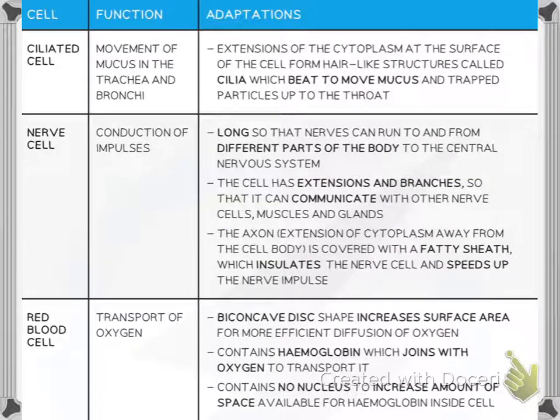So these are examples of specialized cells in animals. The first one is a ciliated cell. Its function is the movement of the mucus in the trachea and bronchi. So the ciliated cell is responsible for the movement of the mucus which is in the trachea and the bronchi.